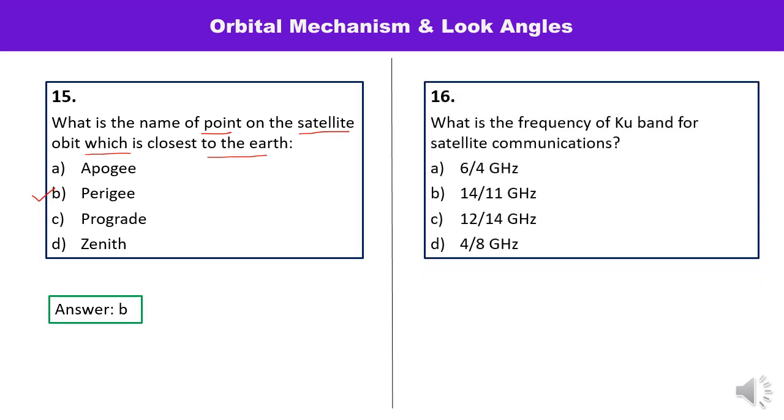Next question is, what is the frequency of Ku band for satellite communication? So the frequency of Ku band for the satellite communication is 14/11 gigahertz. You have studied it multiple times because initially C band was used, which was 6/4 gigahertz, and then it was moved towards the Ku band. Yes, this is the correct answer.